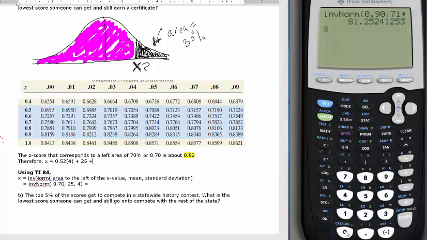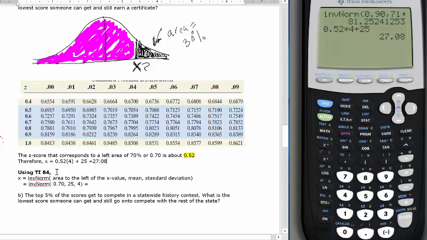So that will be 0.52 times 4 plus what? 25. Enter. 27.08. So if a student scores 27 and a little bit more, they will be in the top 30%.